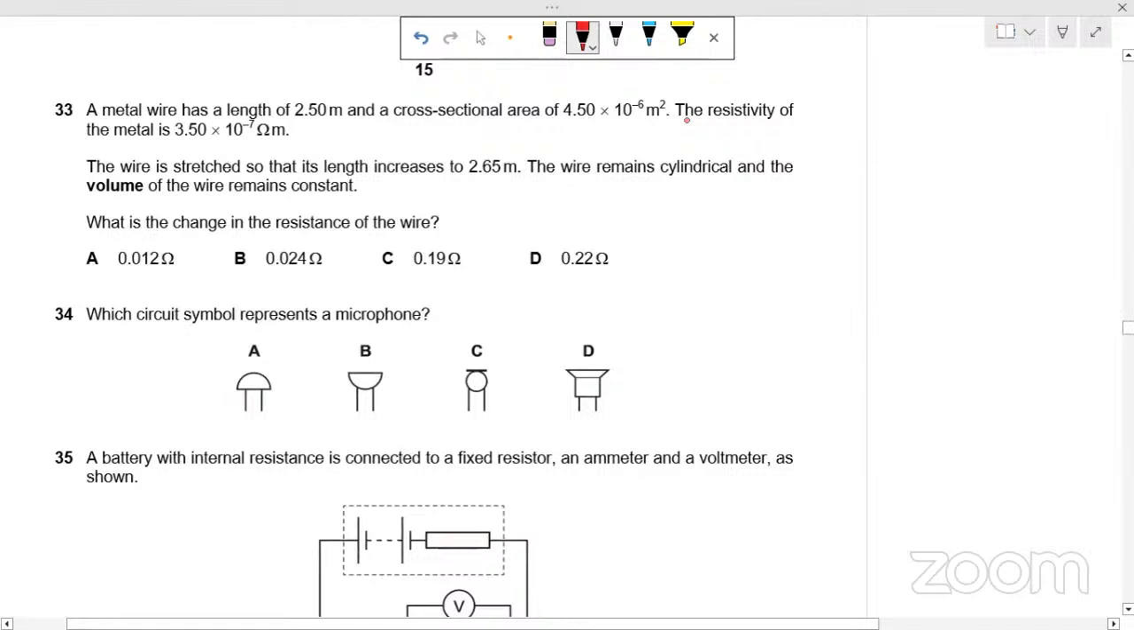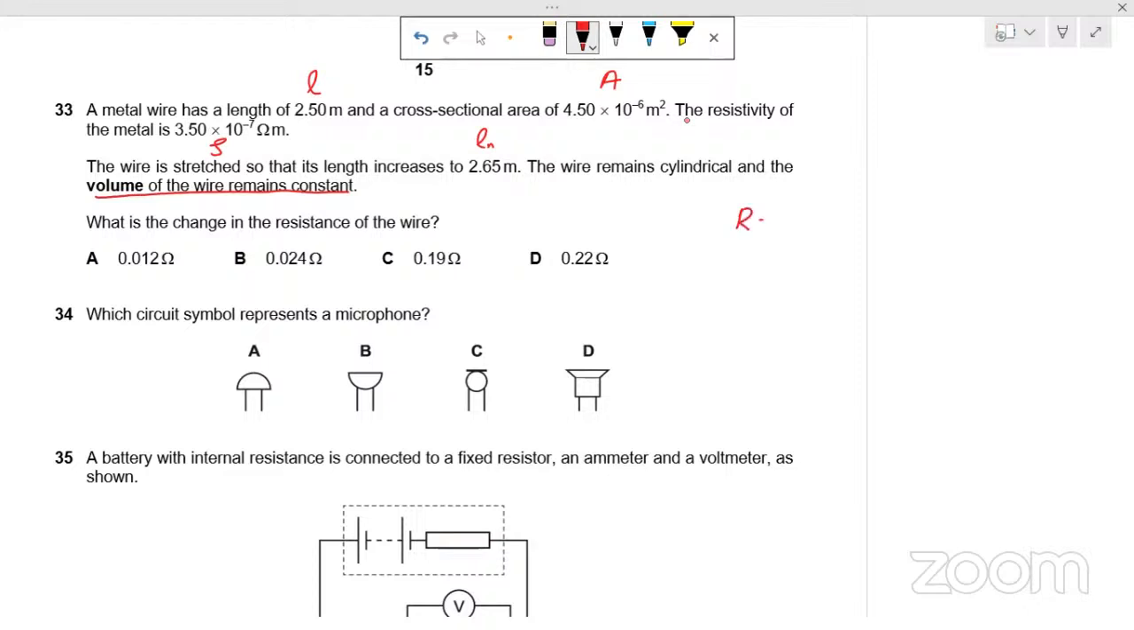A metal wire has a length of this and cross-sectional area of this. So length of the wire is given and cross-sectional area of the wire is given and resistivity of the wire is given. The wire is now stretched so that its length increases to this new length and the wire remains cylindrical and the volume of the wire remains constant. What is the change in the resistance of the wire? So we have to find the change in resistance.